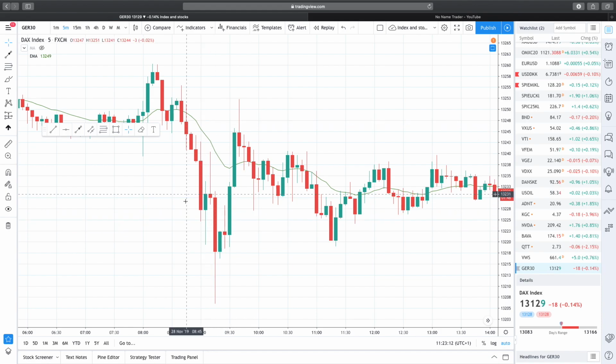Sometimes you get a trap, but more often than not, my experience is that you get a very high hit rate on these open bars right here. Okay, so moving on to the next part of the strategy.